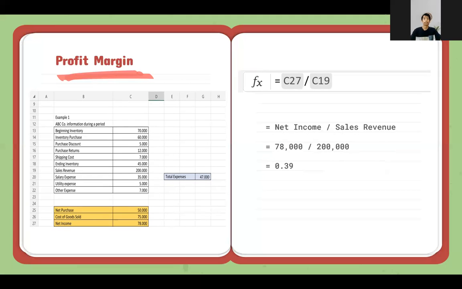For the profit margin, we need to divide the net income by sales revenue. So as we can see, the net income is 78,000 and the sales revenue is 200,000. And we found 0.39.